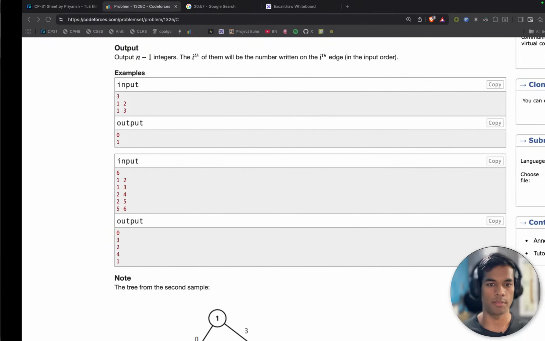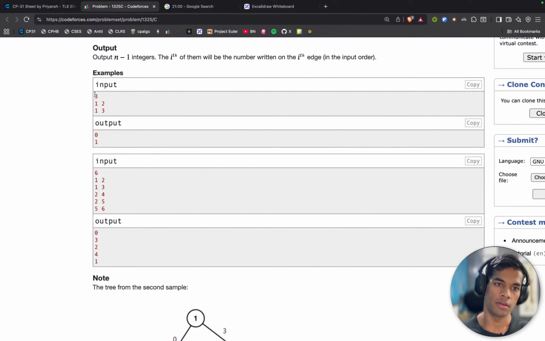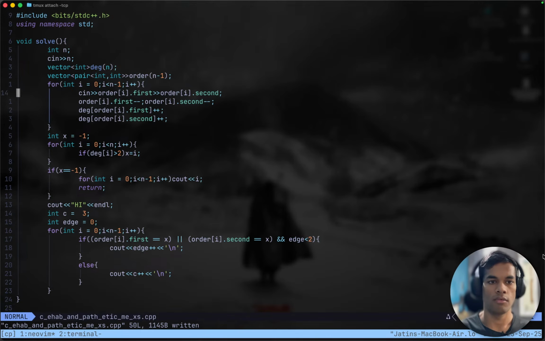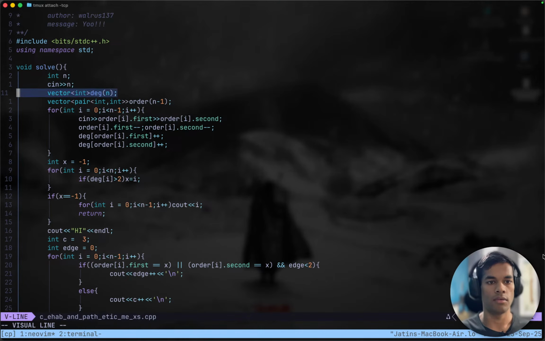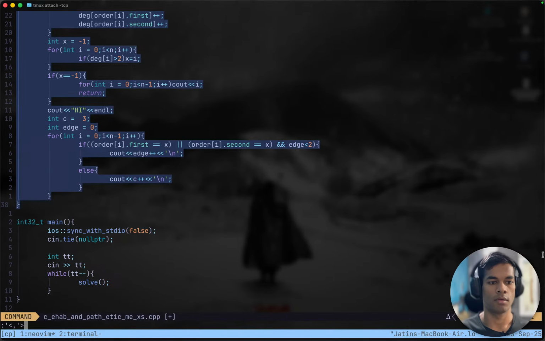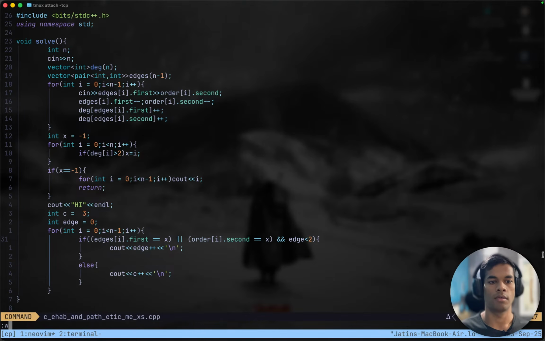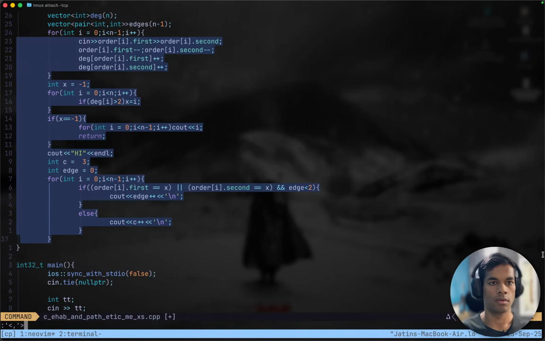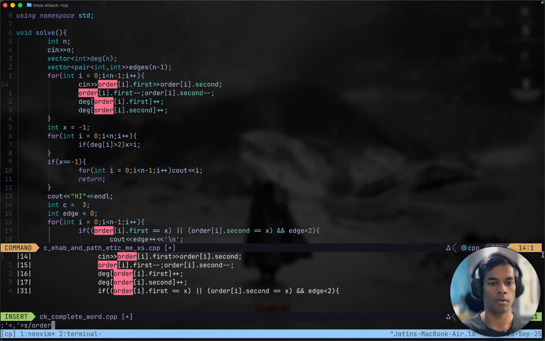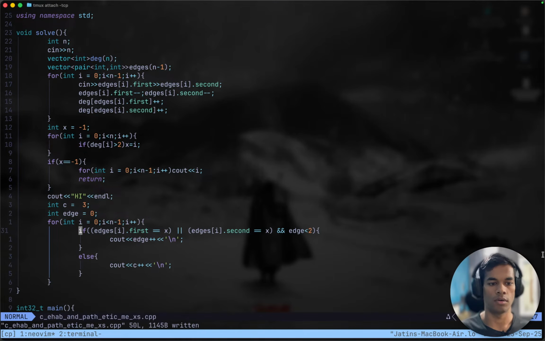So how were we able to see high before? Something voodoo magic is happening here. We take in n. Okay, makes total sense. We are taking in n right here. Then we create a vector of size n and a vector of pairs to store the edges. Substitute order with edges. Shit. Substitute order with edges global.